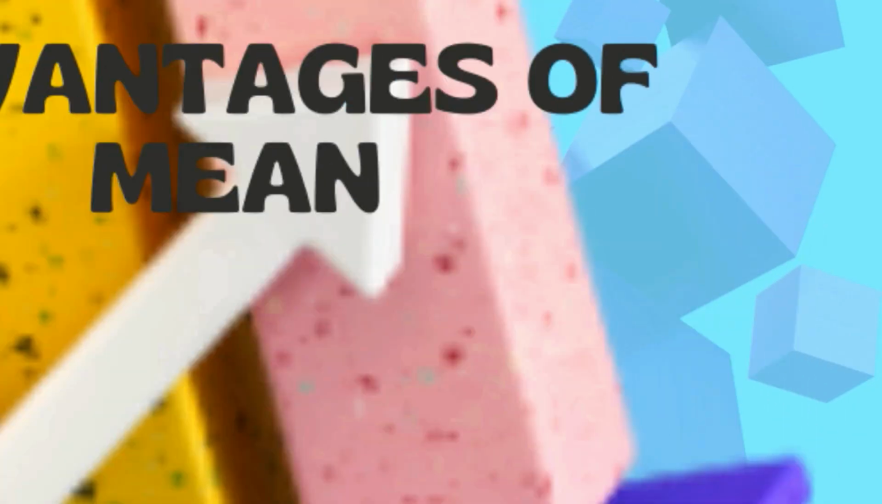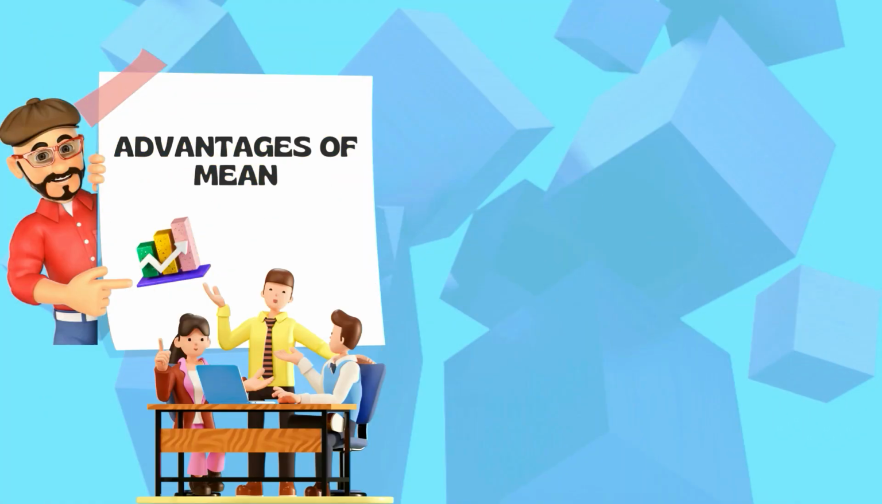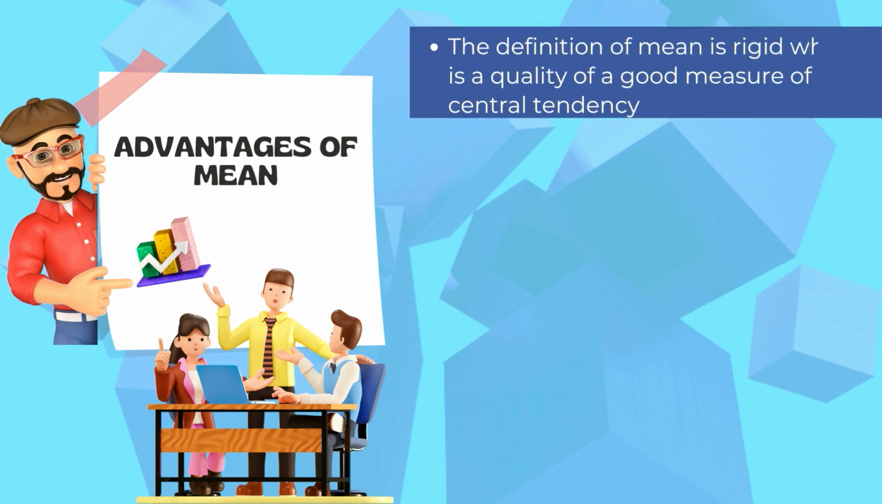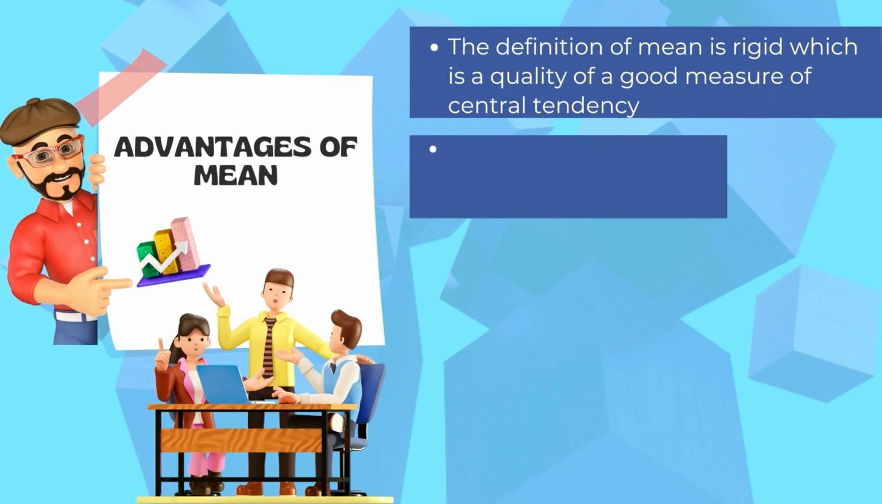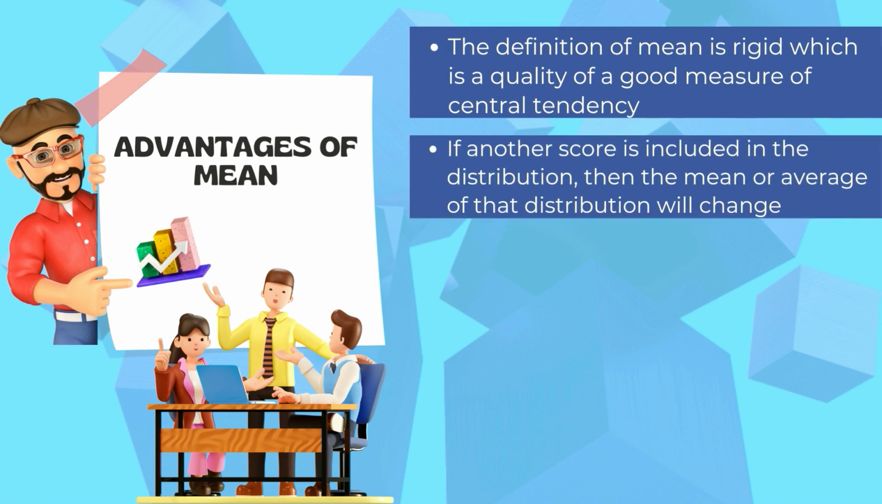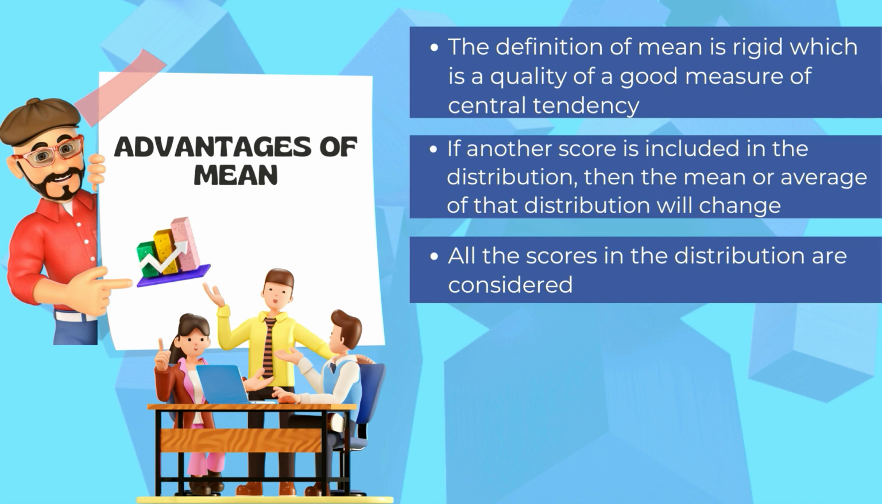Let me talk about the advantages of mean. As the definition suggests, the mean is rigid, which is a quality of a good measure of central tendency. We frequently use this measure. It is very easy to understand and also very easy to calculate; how it is easy, we will discuss in the calculation part. All the scores of the distribution are also considered during the calculation of mean.